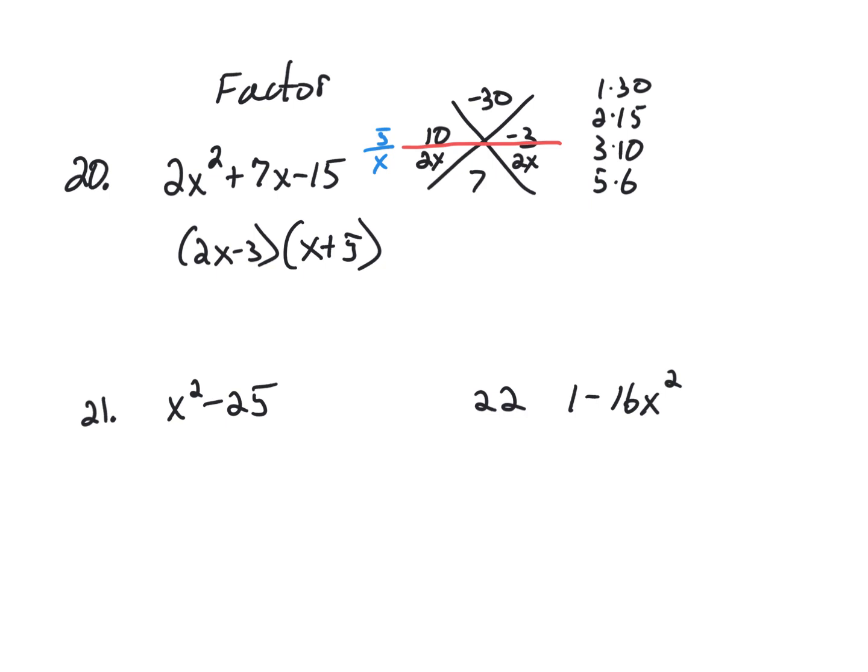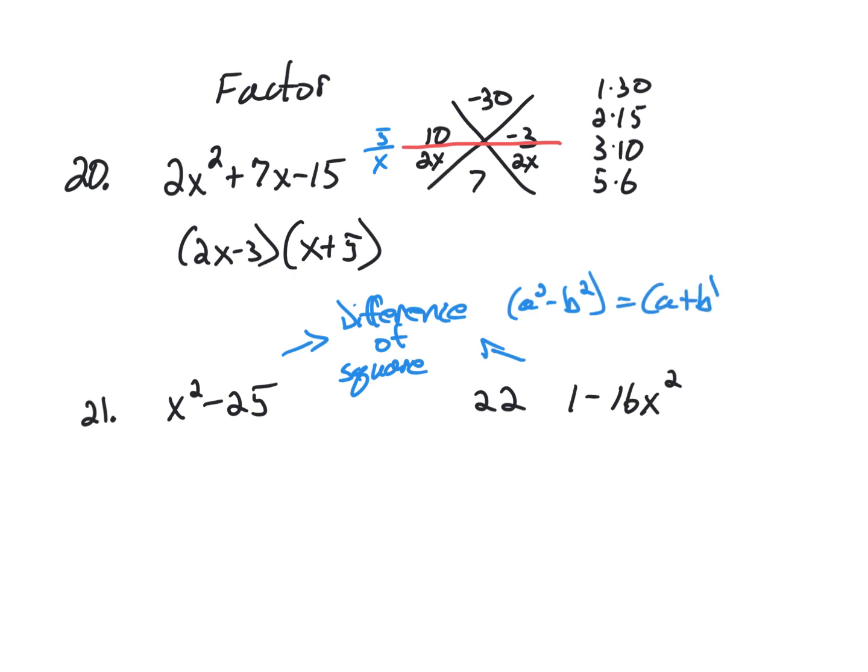All right, and then the rest of this, 21 and 22, these are both called difference of squares. So I'm just going to write that down. These are the difference of squares. And the difference of squares, what we said is if you have a perfect square minus another perfect square, such as a squared minus b squared, you can factor it as a plus b times a minus b.